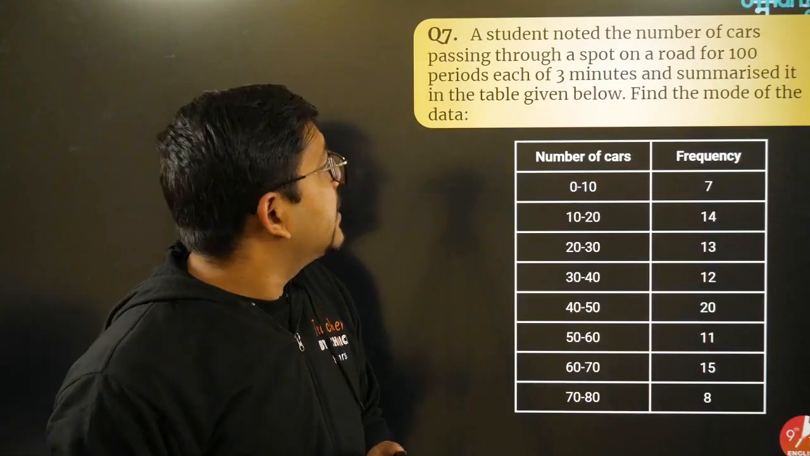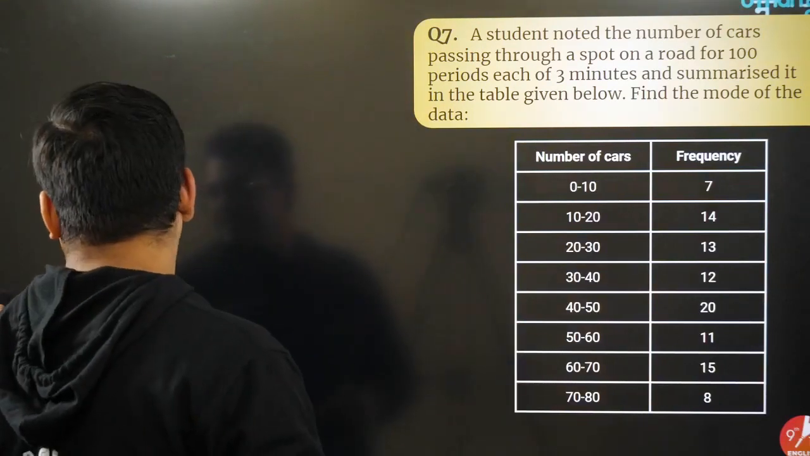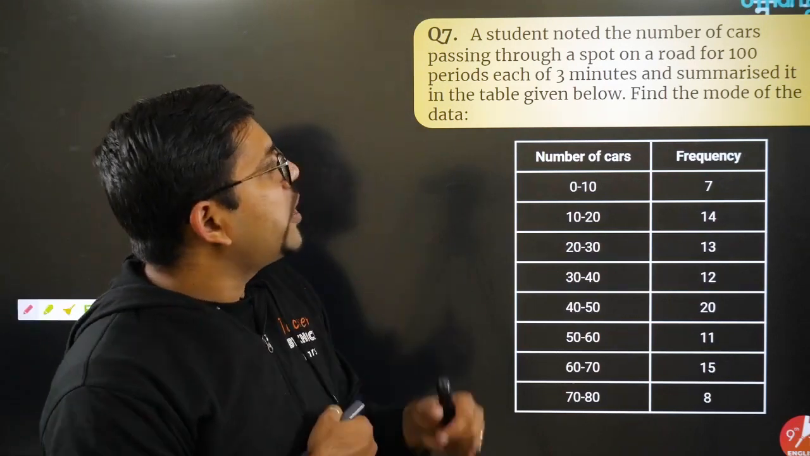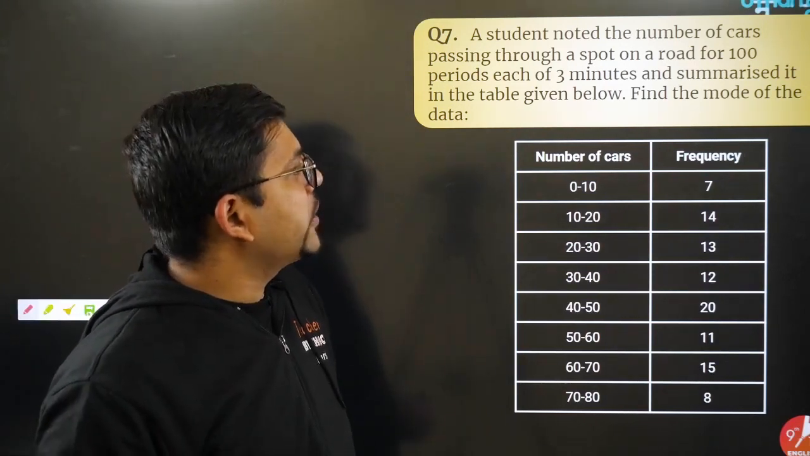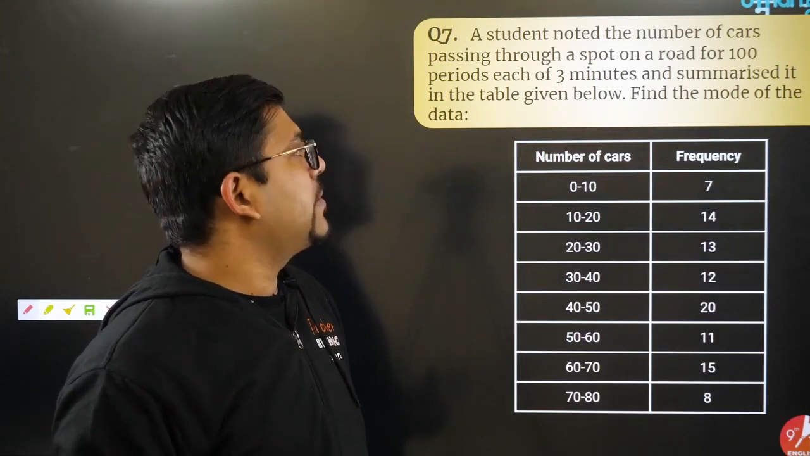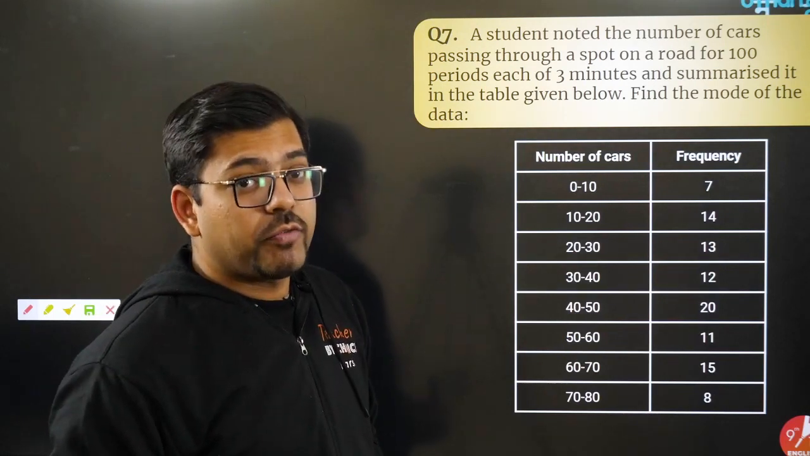Moving on, guys, here's the next question. This is a question related to statistics. So let's do this. The question says, a student noted the number of cars passing through a spot on a road for 100 periods, each of 3 minutes, and summarized it in the table given below. Find the mode of the data. Okay, we have to find the mode.